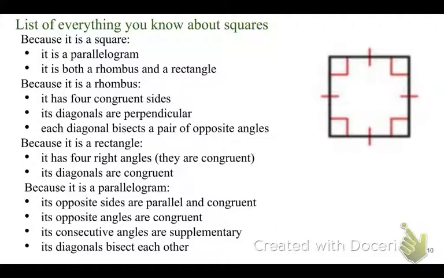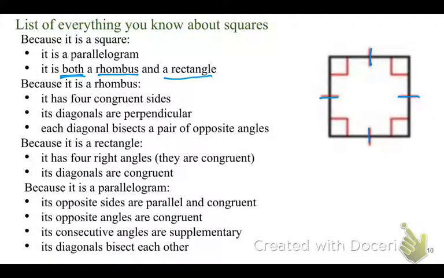Okay, so because it is a square, and what's special about a square is it's a parallelogram, and it is both a rhombus and a rectangle. So it is inheriting characteristics from both the rhombus and the rectangle. So because it's a rhombus, it has 4 congruent sides. Sure enough, here they are.